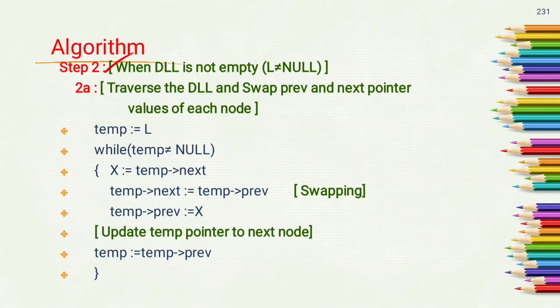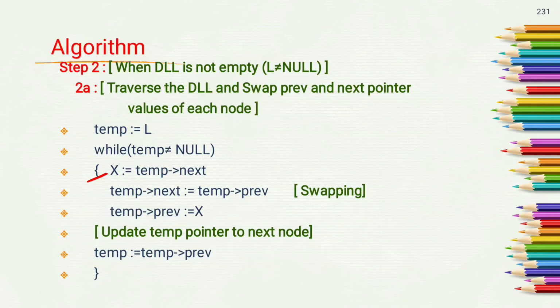So first we have to traverse the doubly linked list and swap previous and next pointer values of each node. So we start from first node by writing temp colon equals to L and repeating a loop while temp is not equals to null. First we have to swap temp next and temp previous. So by using third pointer x, we swap these values by writing x equals to temp next, temp next equals to temp previous, and temp previous equals to x.